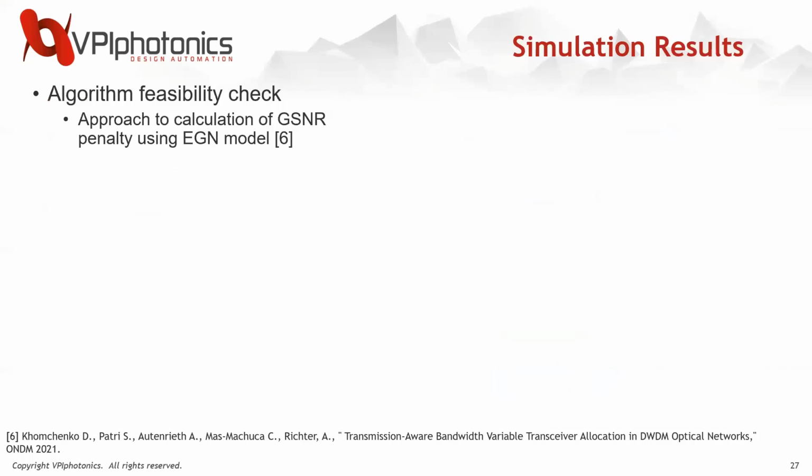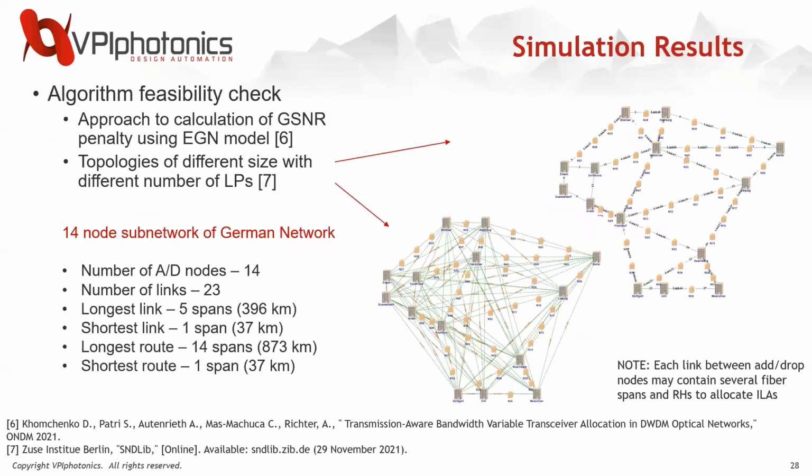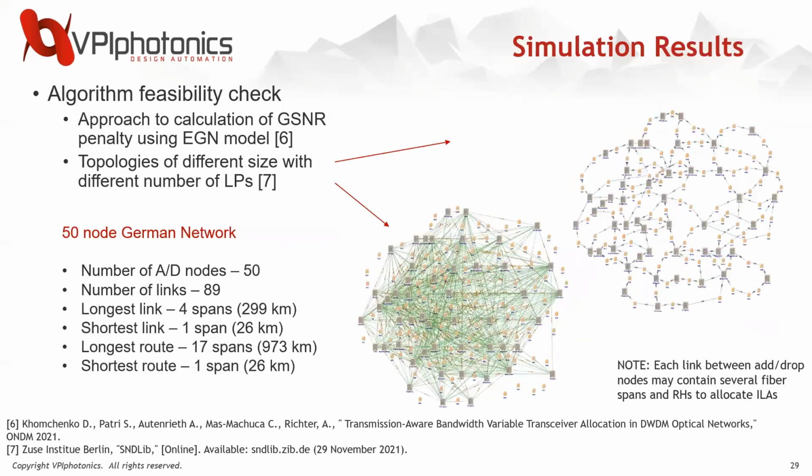Let's see how the algorithm performs. At first, we check the feasibility of our nonlinear calculation by comparing it with the results published earlier. We simulated 3 subnetworks with 14, 17, and 15 nodes of German topology. Here are the specs of the 14-node network, and here of the 15-node network. The investigated topologies have different numbers of spans, repeater huts at drop nodes, and light paths.